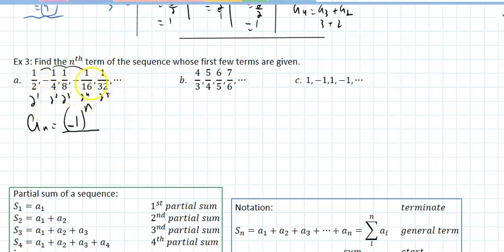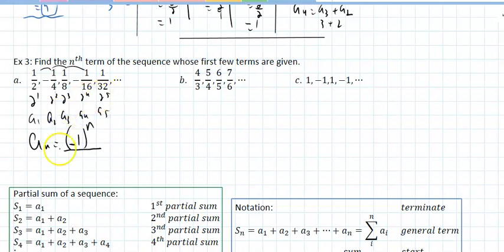So a sub 1, a sub 2, a sub 3, a sub 4, a sub... Do you notice they all have a 2? If this is 1, 2 to the 1. If this is 2, 2 squared. If this is 3, 2 cubed.